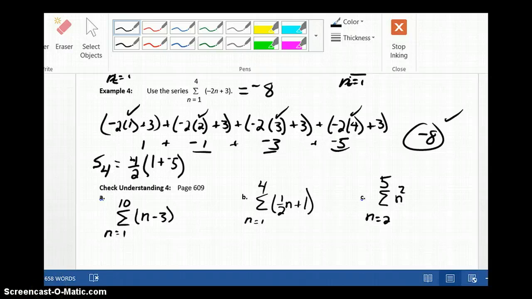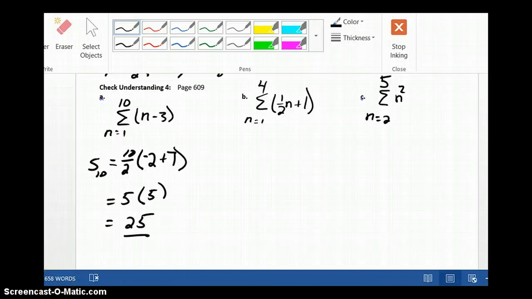Another way we could have looked at this was to simply find the sum of the first 4 terms, so that would be by formula s sub 4 equals n over 2, which in this case is 4 because I have 4 terms, times the first term plus the last term, and if I simplify that, I again get negative 8. So we can work it out long or use a shortcut with the formula. Now go ahead, probably with the formula, because that would be most efficient. Solve the next 3 check understanding problems.